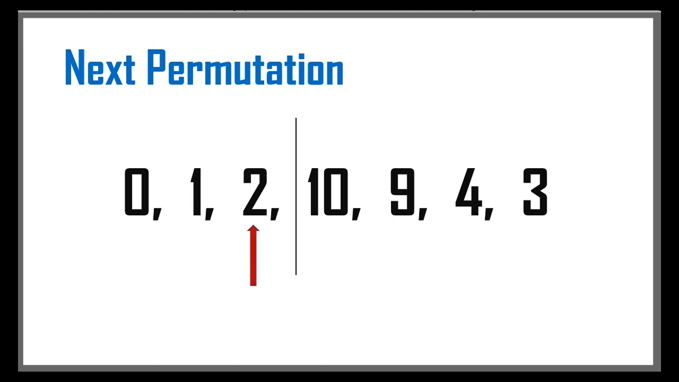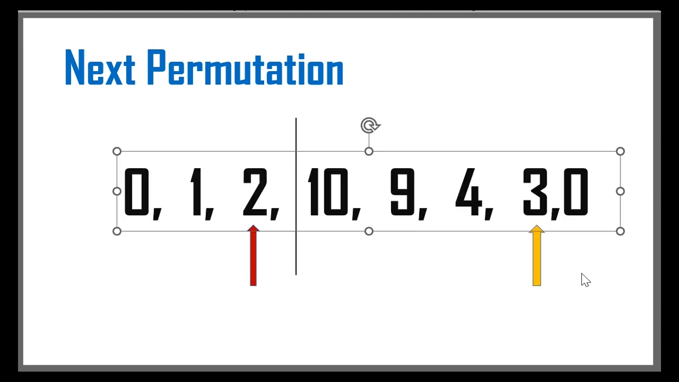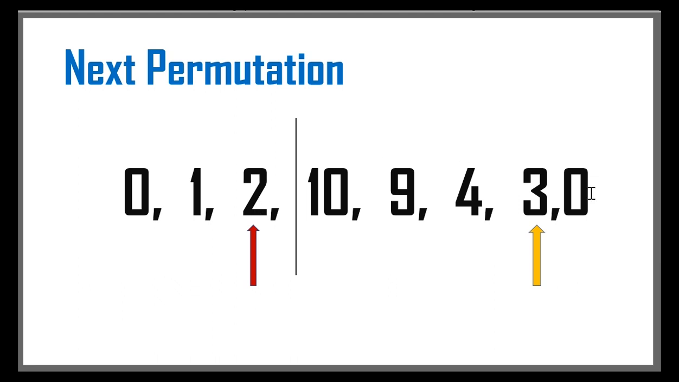Let's divide the array into 2 parts. Now what we need to find for the next permutation is which element is just greater than 2 in the given array. For this we will check from the last element. We can see the last element is 3, so 3 is just greater than 2. It is possible that after 3 one more element is present, let's say 0. If we check, 0 is less than 2, so that will not be considered.